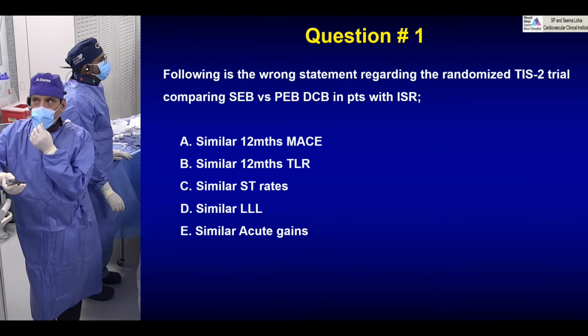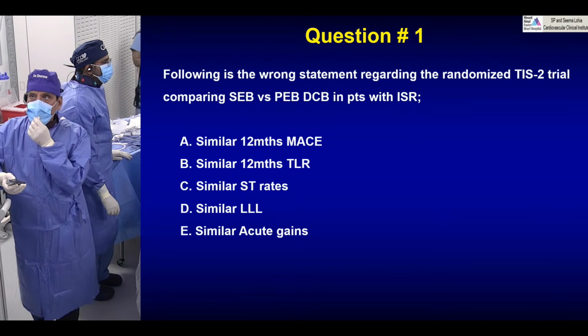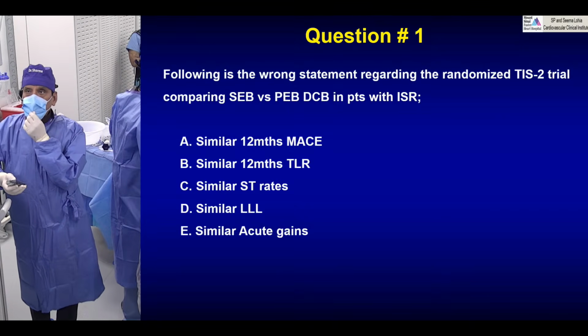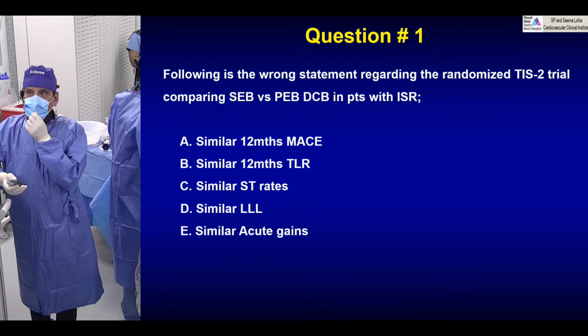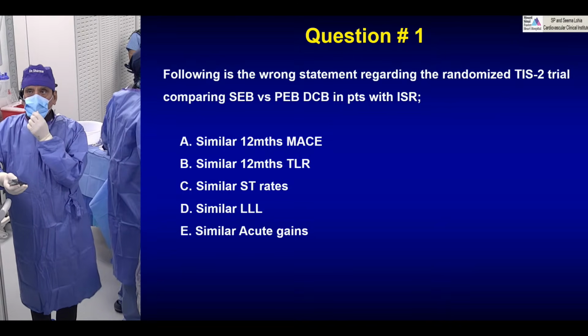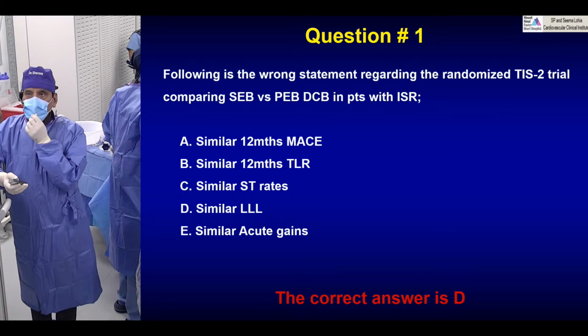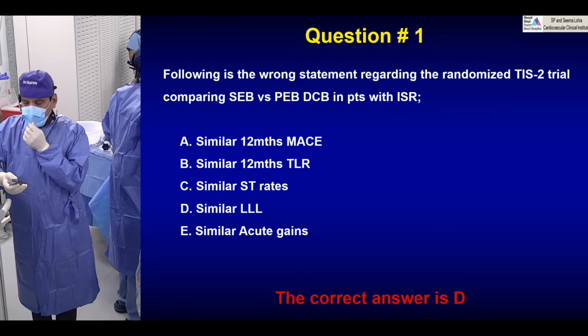So let me go through my 3 questions quickly. One is, the randomized TIS2 trial showed similar 12-month MACE, similar 12-month TLR, similar stent thrombosis, similar late lumen loss, similar acute gain. Answer is D. No, it was lower late loss in paclitaxel versus sirolimus.